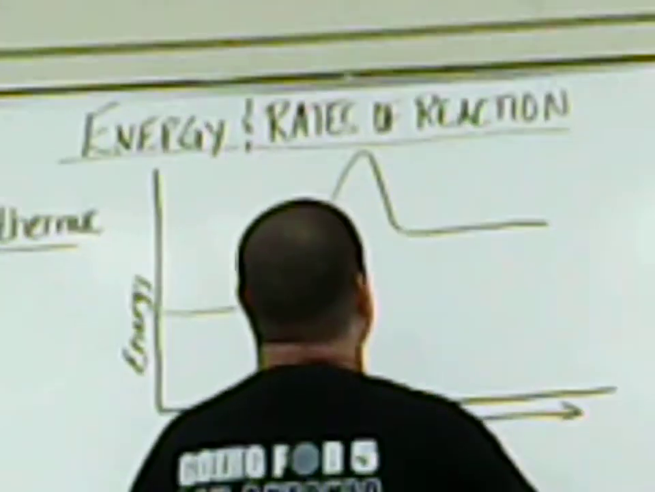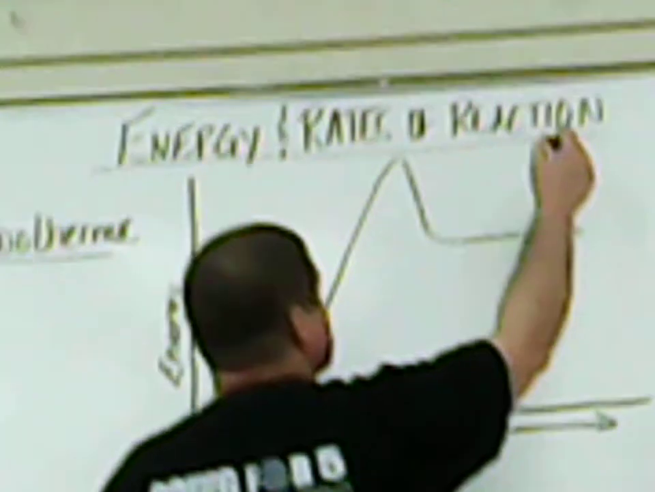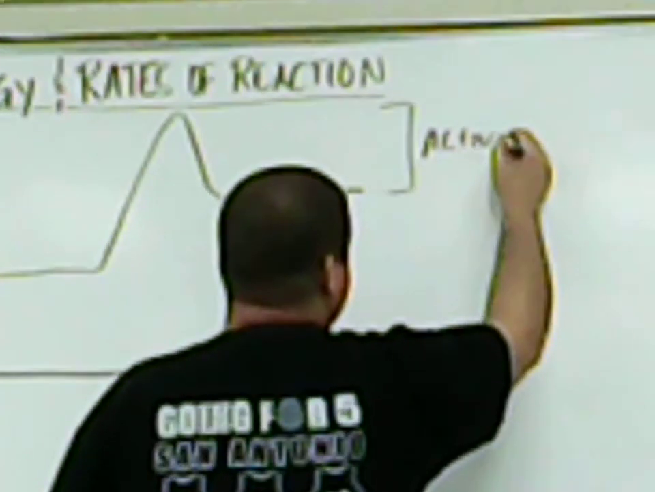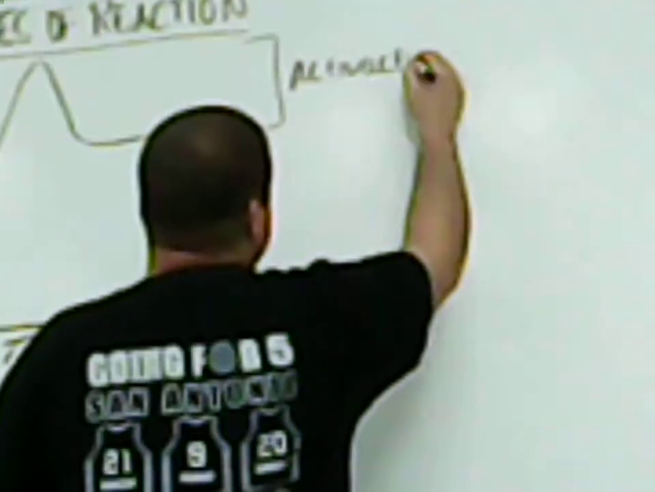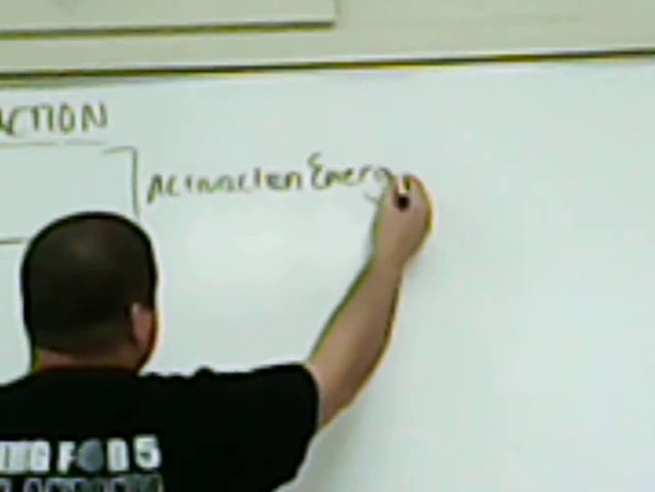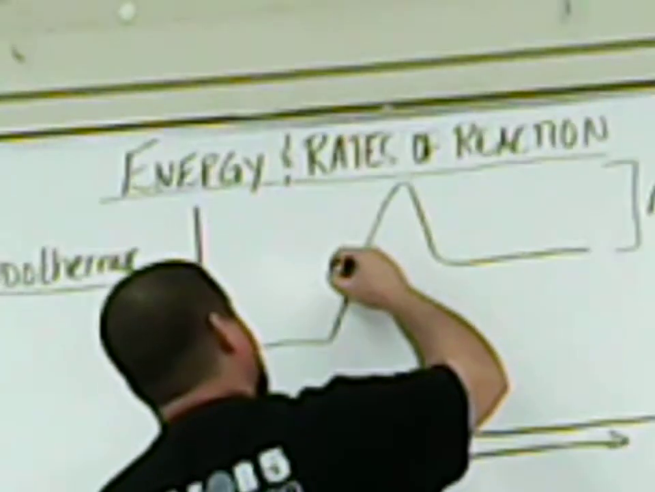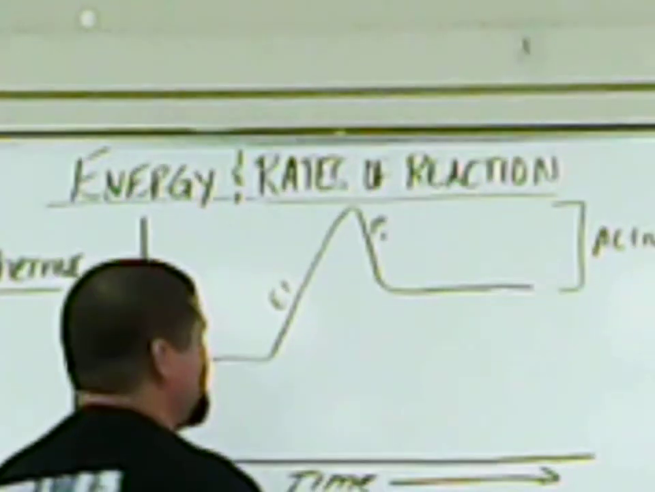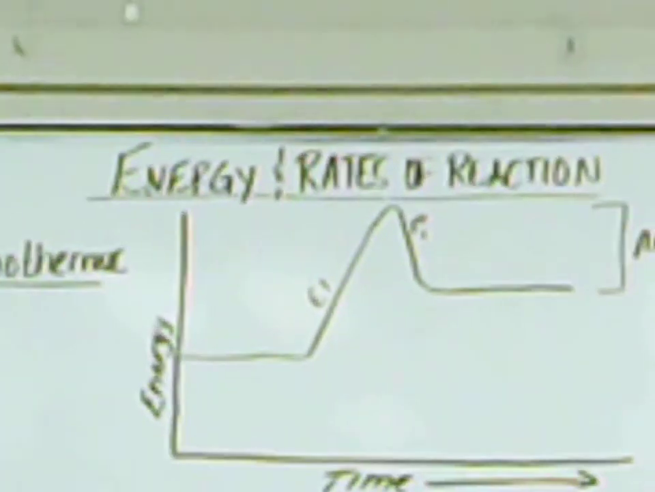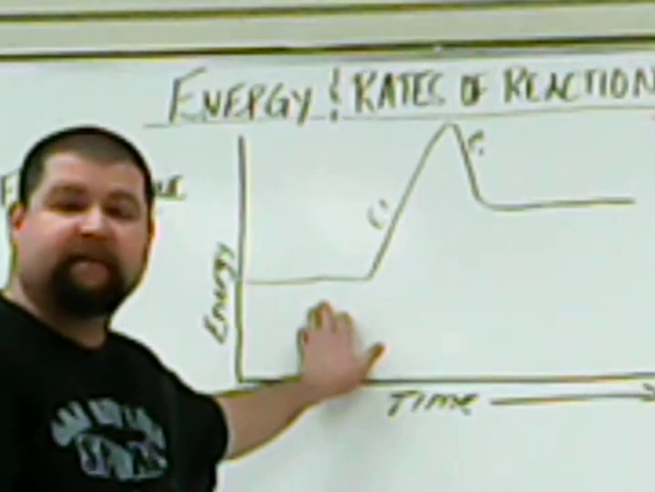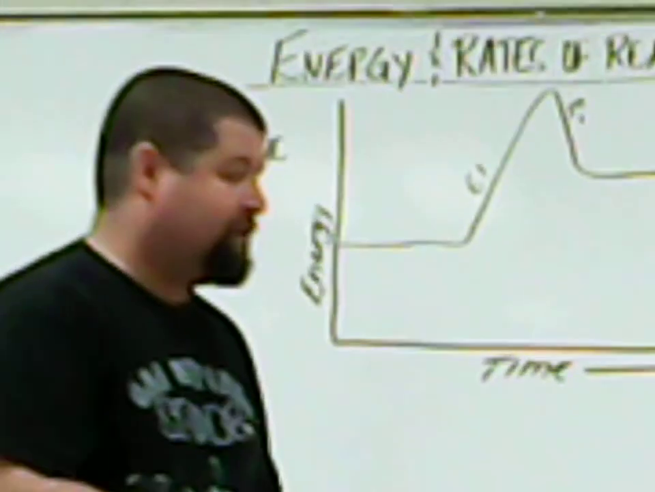This here would be the activation energy. And we can measure this here, energy gained and energy released. And that's simple enough. So an endothermic reaction is any reaction in which more energy is absorbed than is released in the reaction.